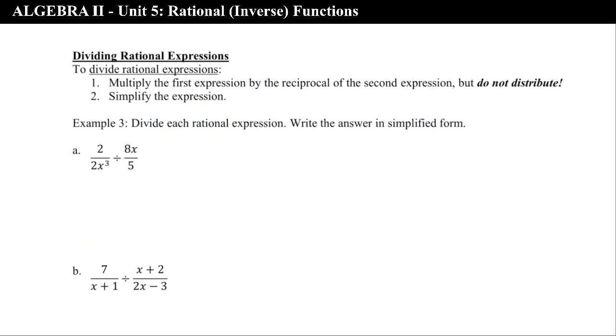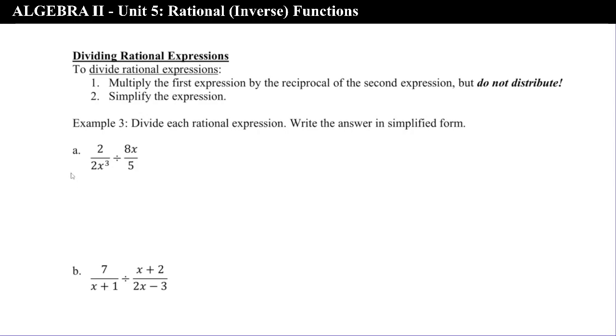Now that we have multiplied rational expressions, let's divide rational expressions. And to do it, it only requires one extra step, and that is to take the reciprocal of the second term and multiply it by what we have in the first term. Okay, so here's an example.